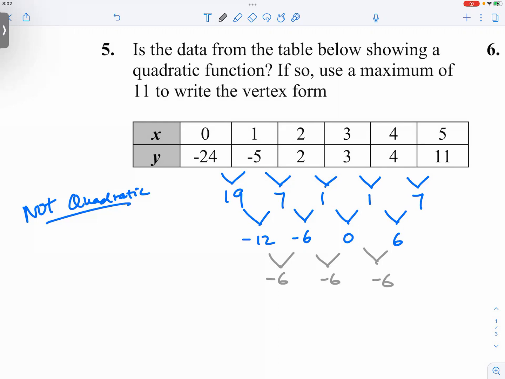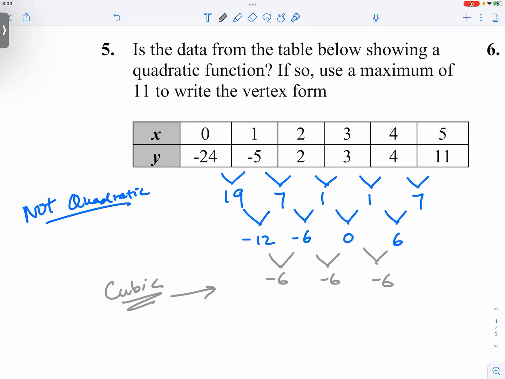So if the third difference is the same, this is actually what we call a cubic function. We will learn it in the second semester. But that's how you actually see the pattern.